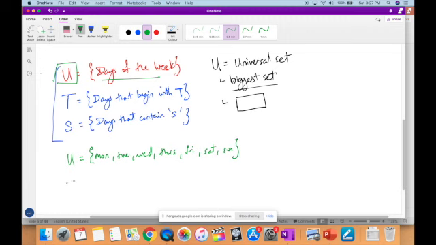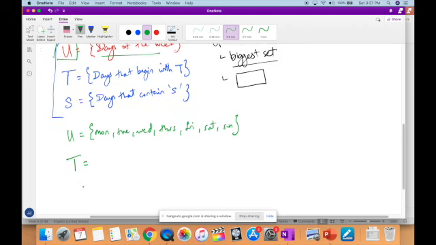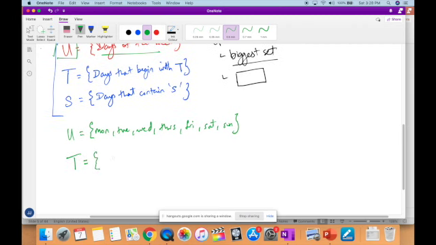Nice. What about T? Tuesday and Thursday. What about S? Saturday. Not days that begin with S, days that contain an S. Tuesday, Wednesday, Thursday, Saturday, Sunday. So it's just Monday and Friday that don't have S's.